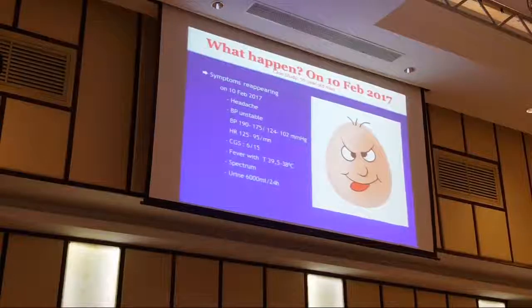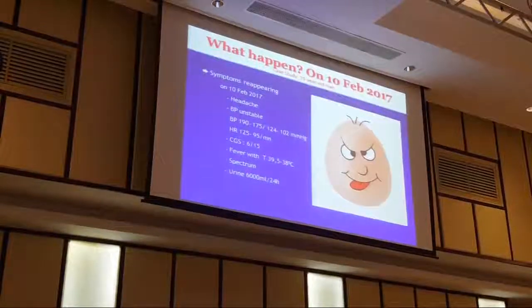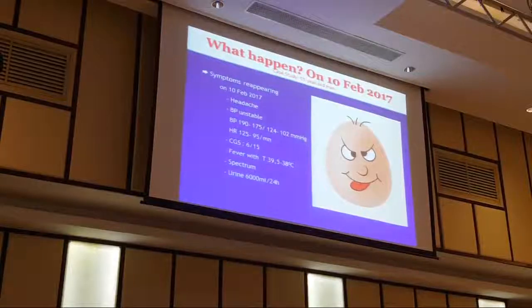And the problem was not finished here. On day 10, the patient started again with headache. Remember, I had already extubated the patient, but now the patient started headache again, and the BP was unstable, between 190 and 135. Heart rate very, very fast, 125. GCS, Glasgow Coma Score, decreased to 6 over 15, and the fever is very high. The patient has sputum, and urine output of 6,000 milliliters because of the mannitol that the neurosurgeon is using to decrease the pressure of the head.